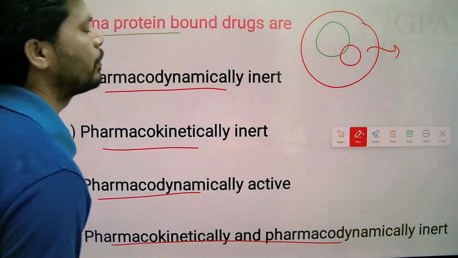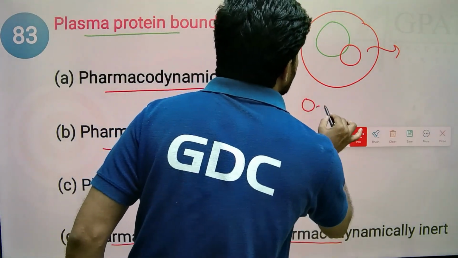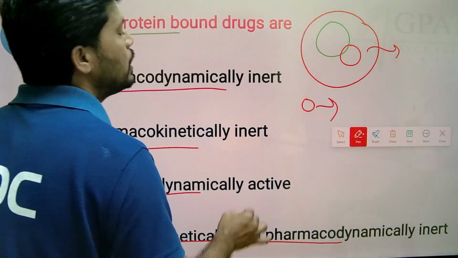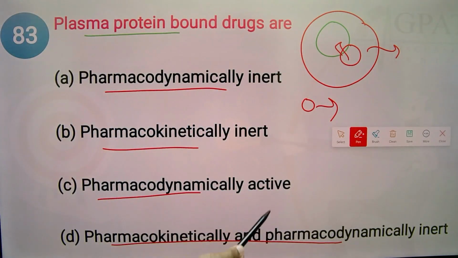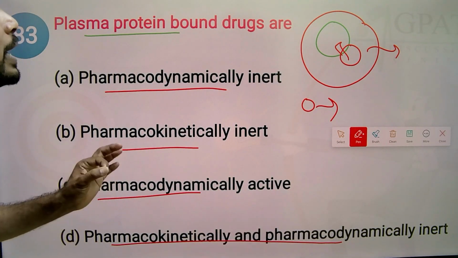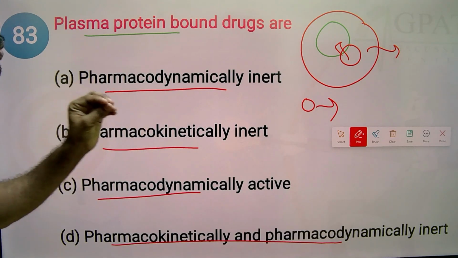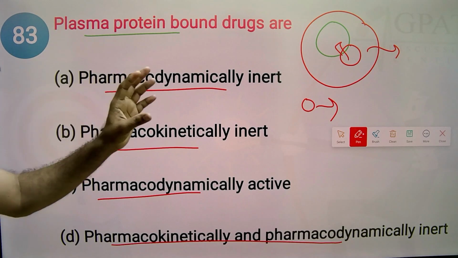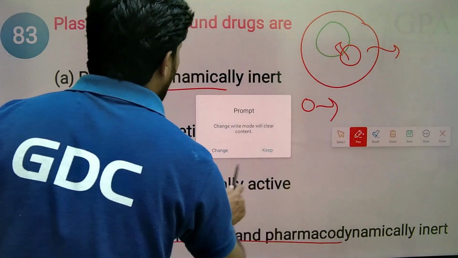Drug molecules have reasonable molecular weight, so they can easily cross biological membranes. But if a drug molecule complexes with plasma protein, the large molecular weight makes it unable to cross the membrane. If unable to cross the membrane, there is no movement, no kinetics, no dynamics, no actions.